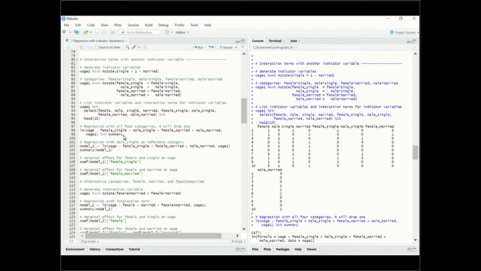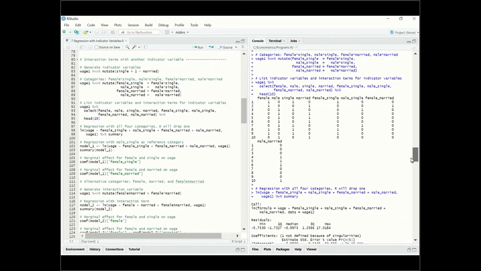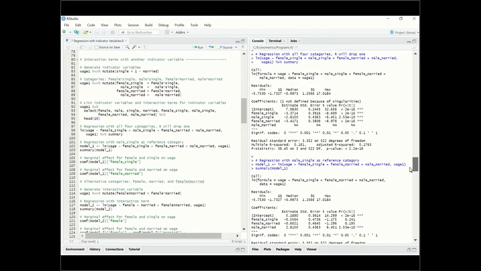And if we estimate a regression with all four categories, R will drop 1. If we attempt to put all four of these categorical variables, R would drop 1 because if you sum up this one plus this one plus this one plus this one, you're actually going to get a 1 for all of them. So if we attempt to include all four categories, that's going to be perfectly collinear with the constant in the model, so you cannot do this. So here's this model that we can attempt to estimate. Here we have wage regressed on all of the four interaction terms.